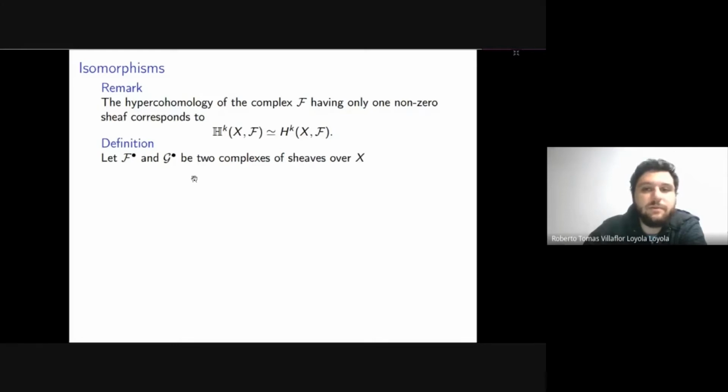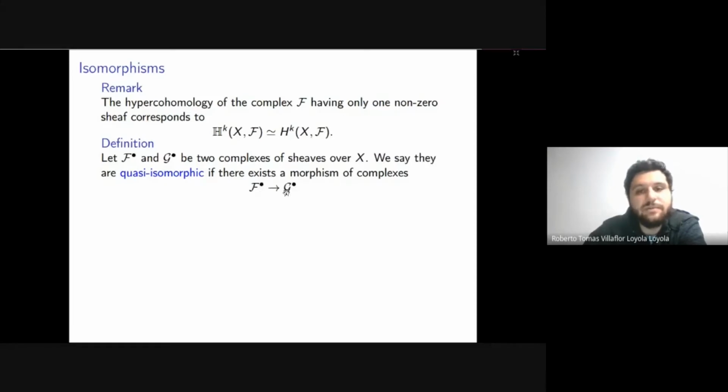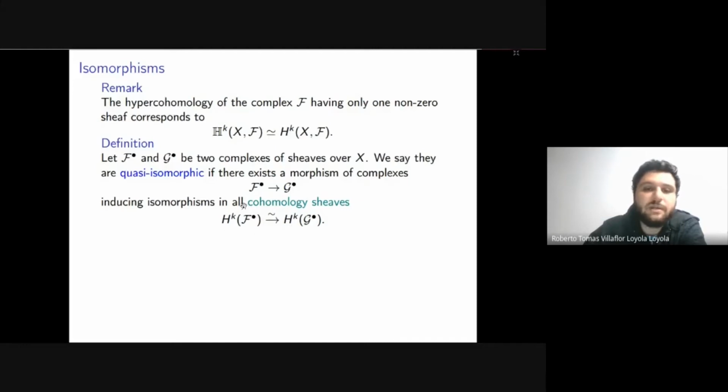So let us consider the following definition now. Take F dot and G dot to be two complexes of sheaves over X. We will say that these two complexes are quasi-isomorphic if there exists some morphism of complexes such that whenever we look at the induced morphisms in cohomology sheaves, these induced morphisms are all isomorphisms of sheaves, where these cohomology sheaves are nothing else than the quotient of the kernel mod the image in this complex of sheaves.